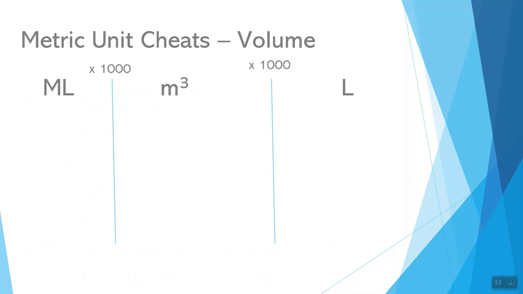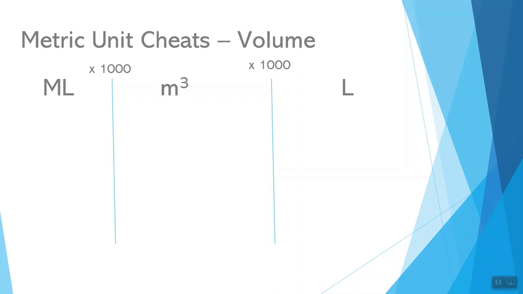All right, let's start off with just a reminder. To go from 1 megaliter to cubic meters, you multiply by 1,000. To go from 1 cubic meter to a liter, you multiply by 1,000. Or to go from megaliters to liters, you do 1,000 times 1,000. So that's again our starting point.